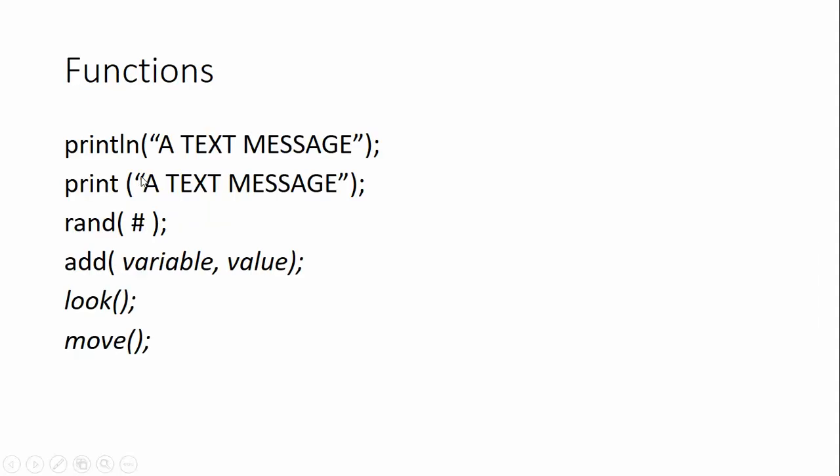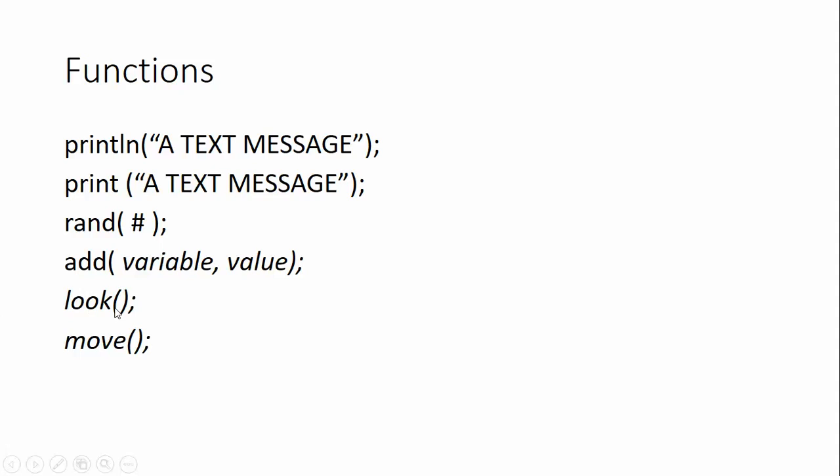There are some built-in functions to help you interact with the game. So print line prints out a text message followed by a carriage return. Print just prints out the message to the console without the carriage return. Rand with a number in the middle will return you a random number between 0 and whatever was inside the parentheses. If you want to add or subtract a value to a variable, you can use the add function. If you want to subtract, just make the number negative. So if the player does something dumb or something you're trying to discourage, you could subtract a certain amount from the player's score.